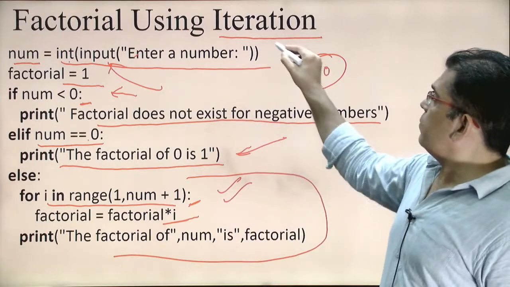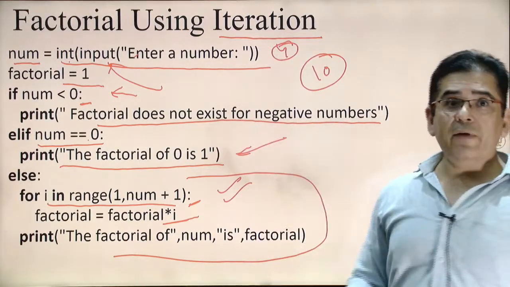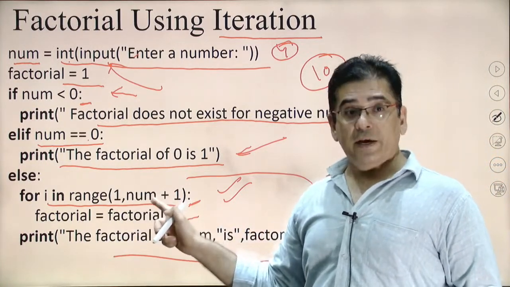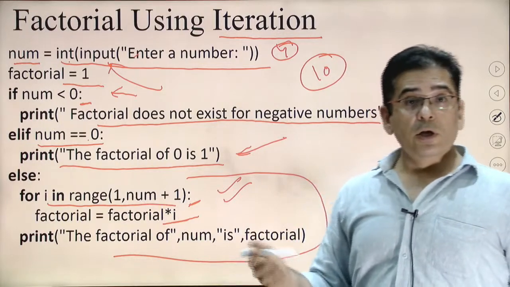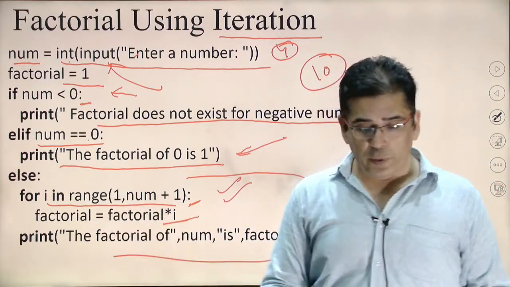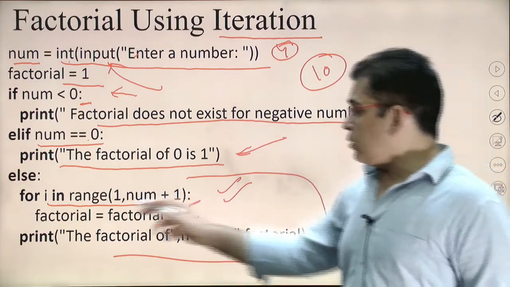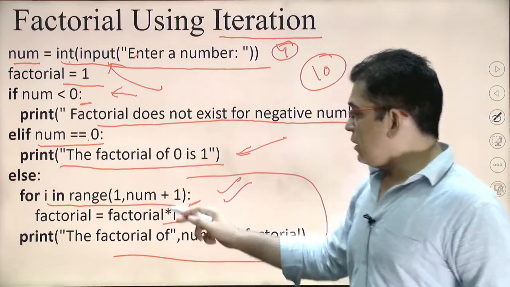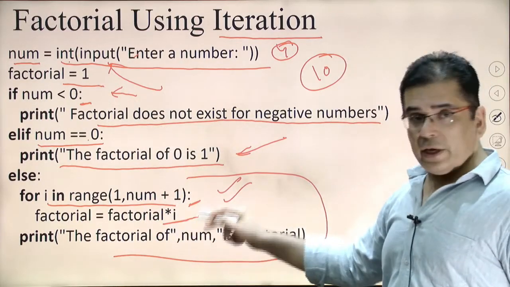Say I have num equal to 4. I entered value 4. So this index goes from 1 to 5, not from 0 to 4. Generally by default the array index starts from 0, but in this Python for loop the index starts from 1. So factorial is equal to factorial into i. Earlier factorial was 1, then it goes to 2, 3, 4.